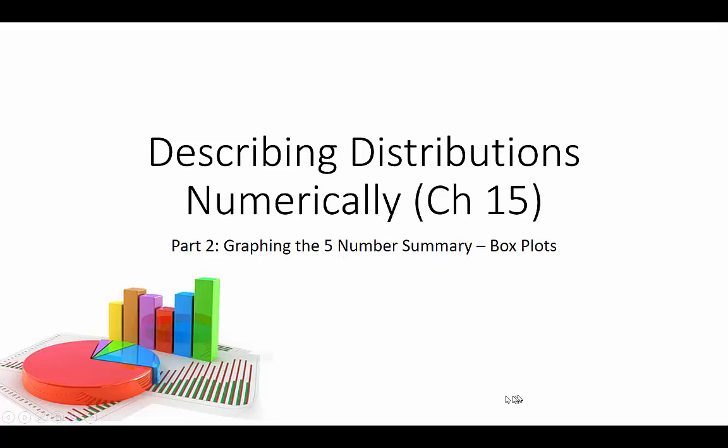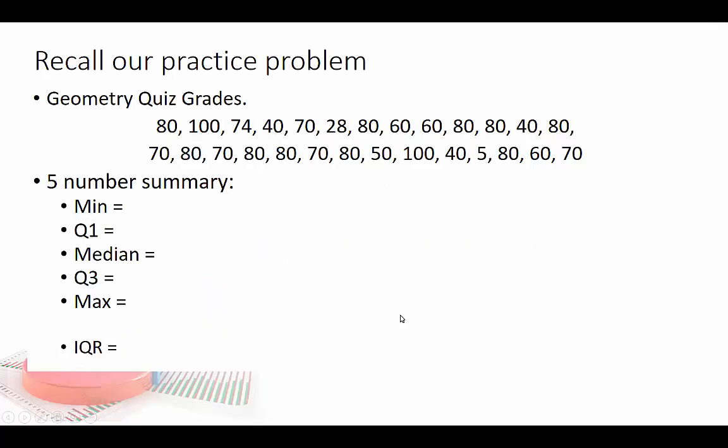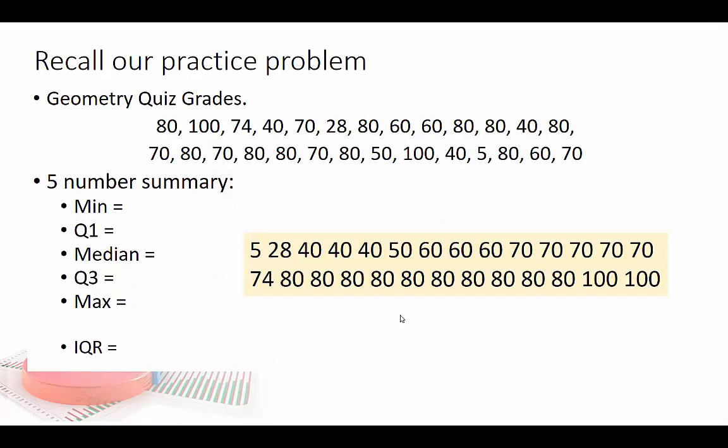Now we're going to graph the 5 number summary, and this type of graph is called a box plot. So we're going to look at a set of geometry quiz grades, and first of all, I'm going to go ahead and set up the 5 number summary again, and the easiest way to do that is to list the numbers from smallest to largest if you're doing this by hand.